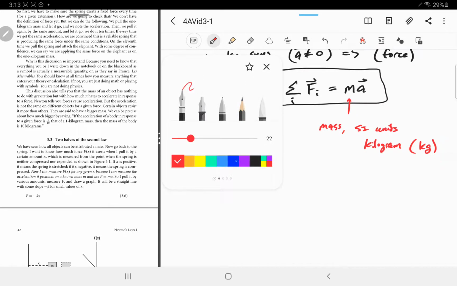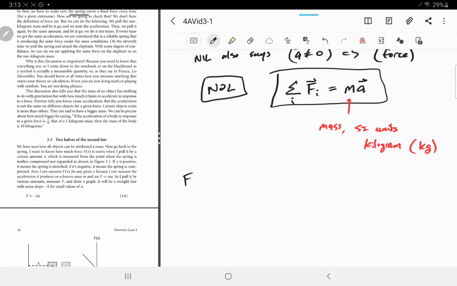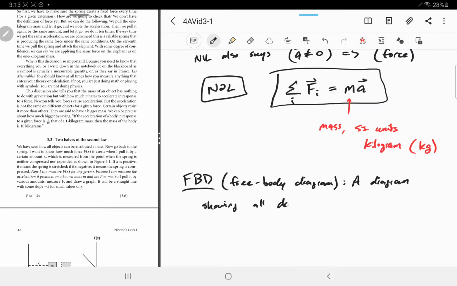One other thing I wanted to mention, the last definitional sort of thing I want to mention, is something that we're going to use over and over again. This is called a free body diagram. So a definition of this is a diagram showing all distinct forces acting on an object.